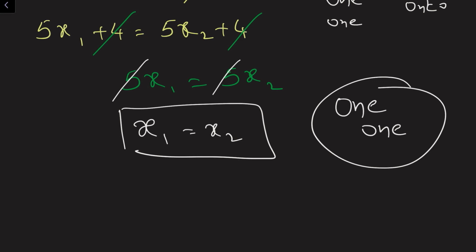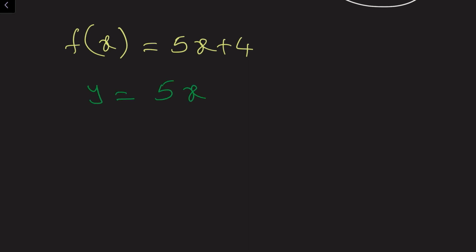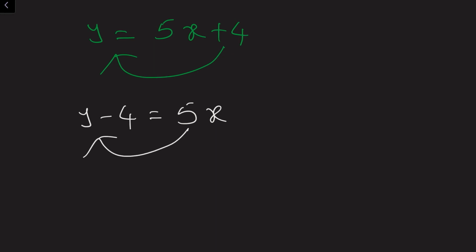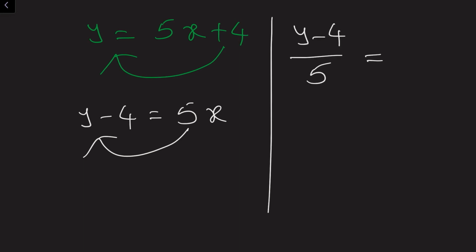Next, let us check whether it is onto or not. The given function is f(x) = 5x + 4. First, make f(x) equal to y. So y = 5x + 4. Now bring an equation for x. For that, take plus 4 to the left side. So we will get y - 4 = 5x. We want the x value, so take 5 to the left side. Then it will remain as (y - 4)/5 = x.